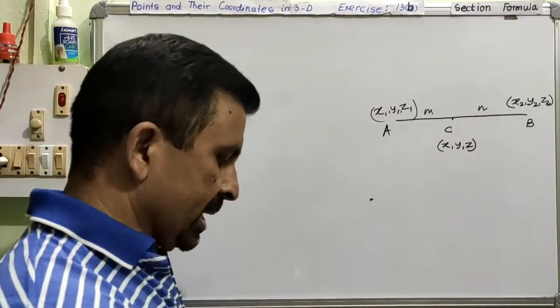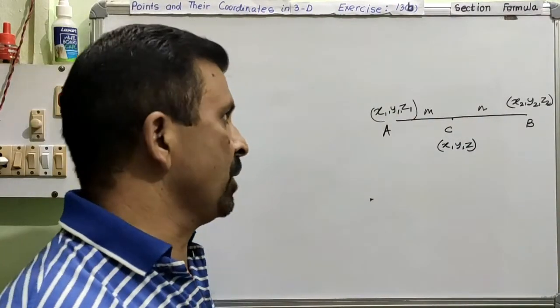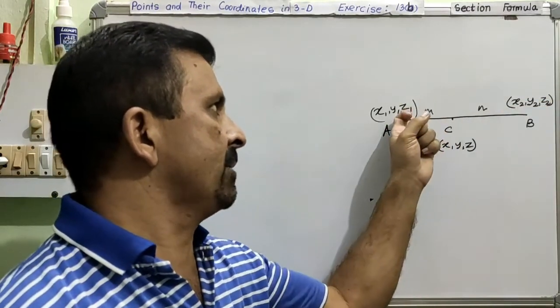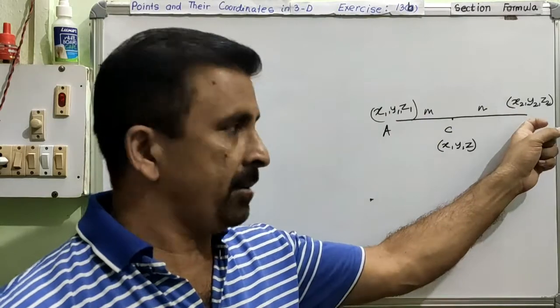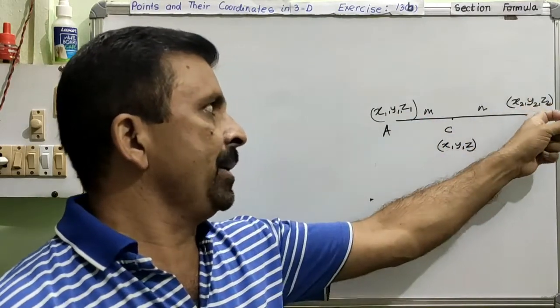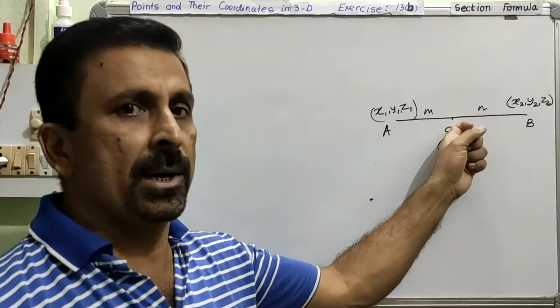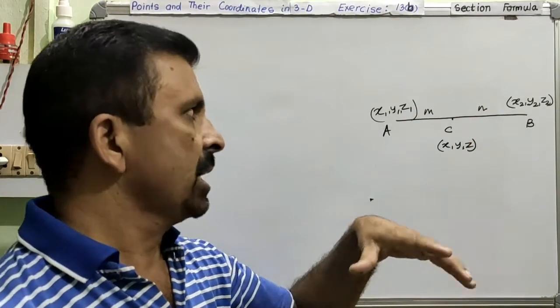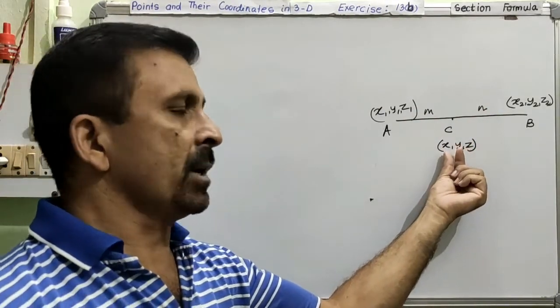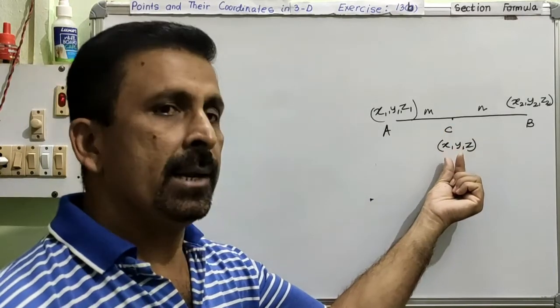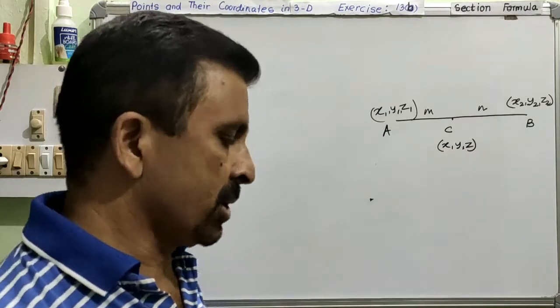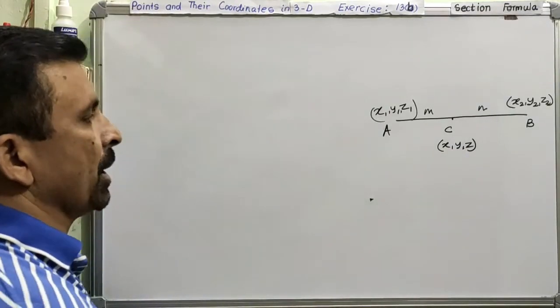So this is the situation that you have a line joining the 2 points whose coordinates are given, the coordinate of A and B are given, and then this line AB is divided by a third point C in the ratio m is to n. So the question is, how can we find the coordinate for C? Clear? That means how to find the value of x, y and z. So this formula is important for us to know.